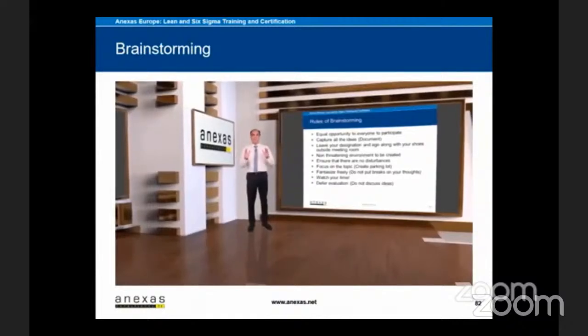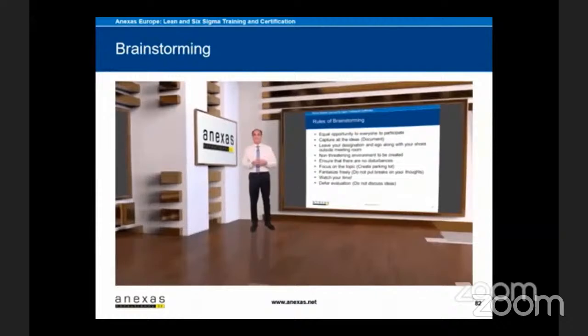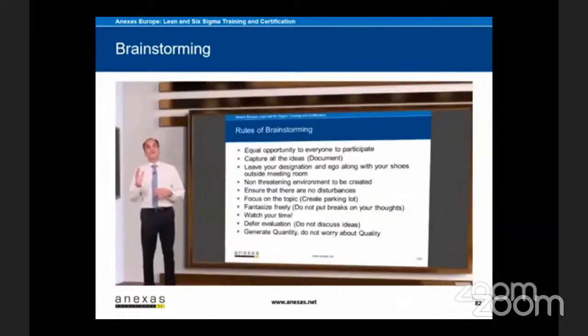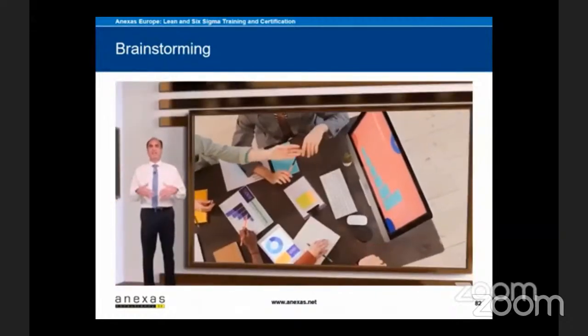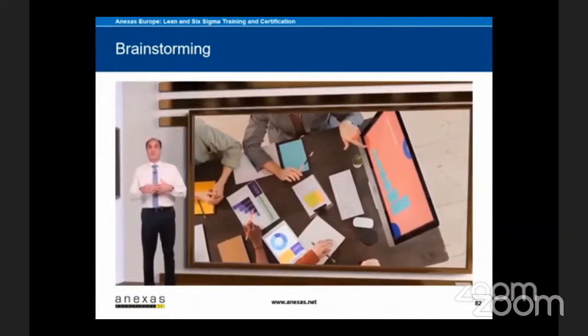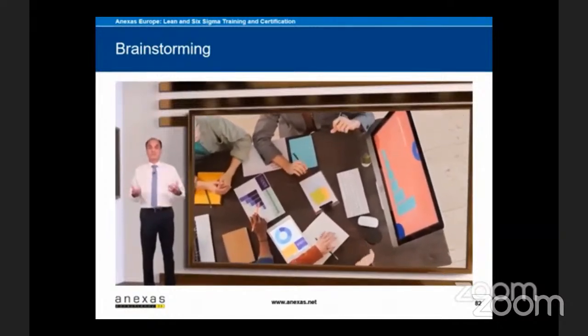No evaluation, just write down whatever is being suggested. Generate quantity, do not worry about the quality at the initial stages. So you have to generate lots of root causes, lots of solutions, the more the better.